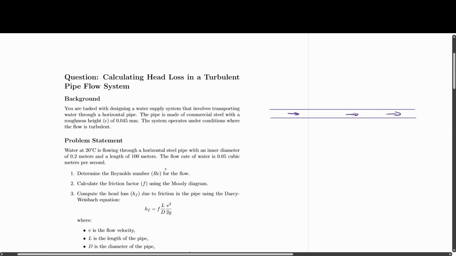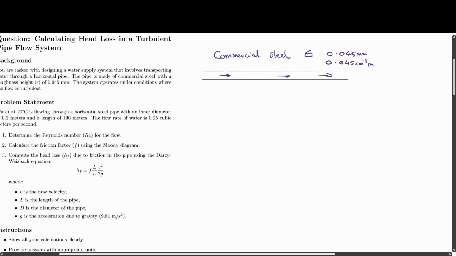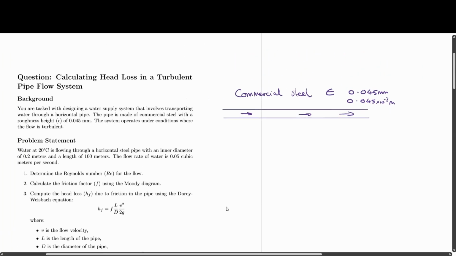The pipe is made of commercial steel, which has a roughness height of 0.045 millimeters, which we're going to convert straight away to meters. We know that in this case, we're going to have turbulent flow conditions, but if a question were to come up, it's something you'd want to check.